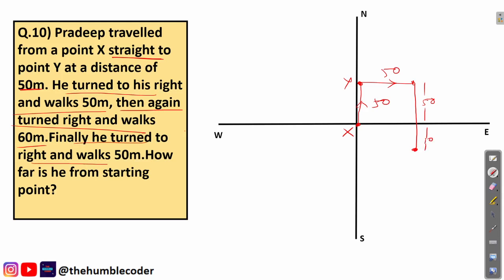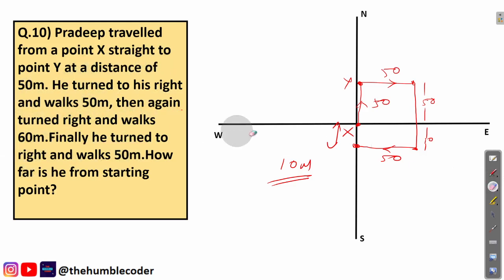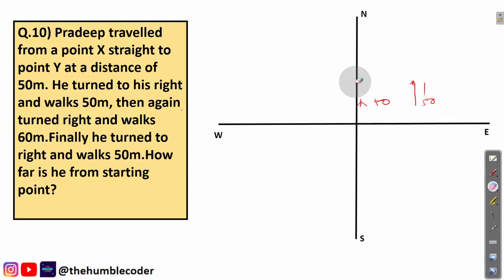Finally he turned to right and walks 50 meter. So turn to right, and so right is this direction basically, right, and walks 50 meter. He is at this position right now. How far is he from the starting point? So basically we have to find this direction. So you can clearly see from the diagram that the distance is 10 meters. The correct answer is 10 meters for this question. So Pradeep is 10 meters right now from his starting point. Moving on to the next question now.